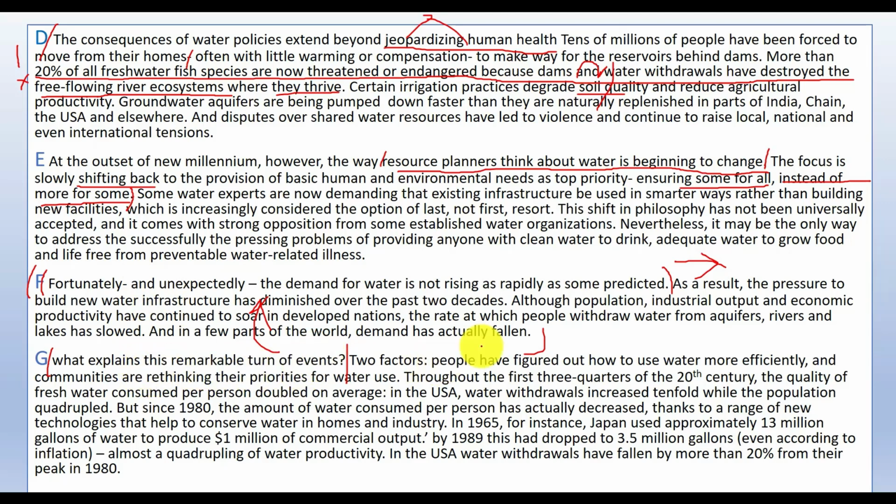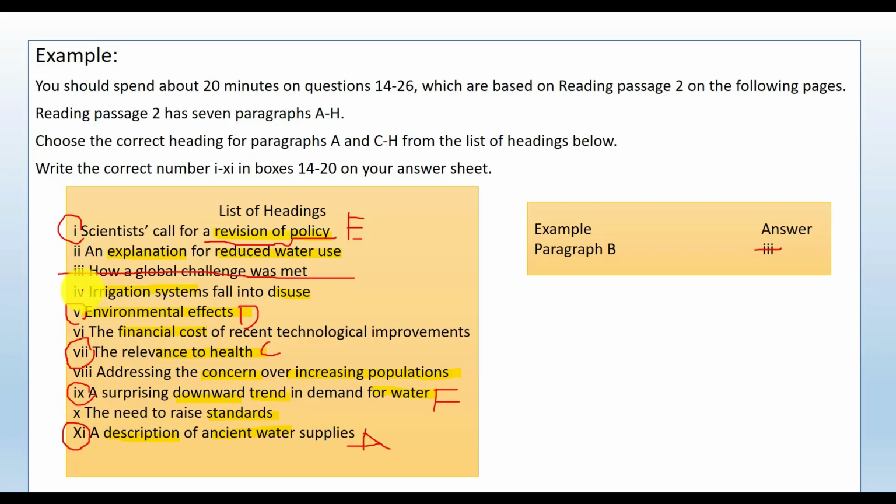Okay, now just check this paragraph. Two factors people have figured out: how to use water more efficiently, and communities are rethinking their priorities for water use. Okay, that's that. And paragraph G is about an explanation for reduced water use. So this is for paragraph G.